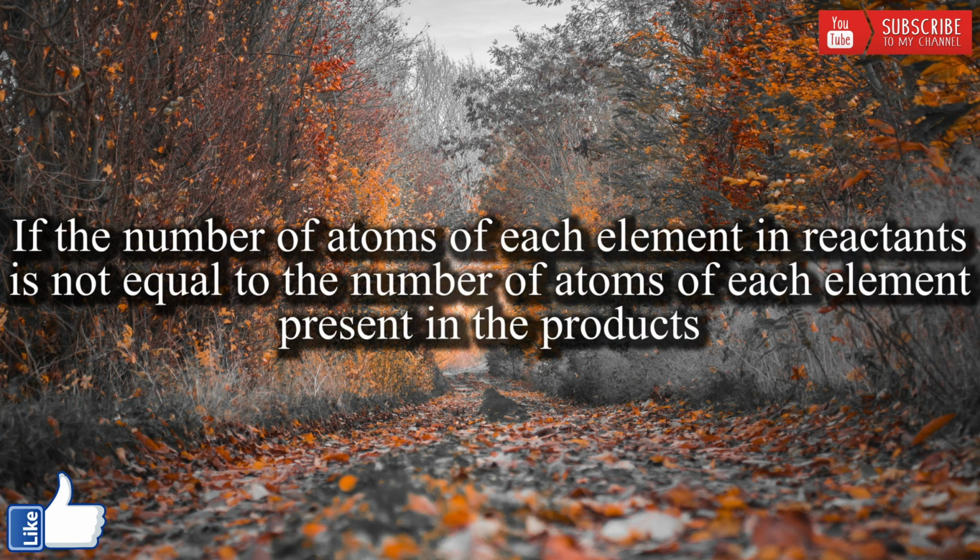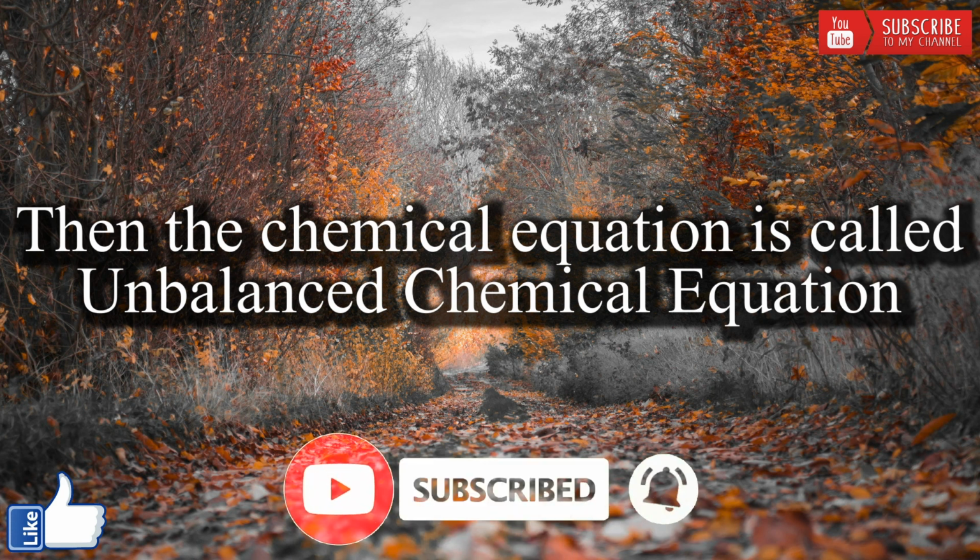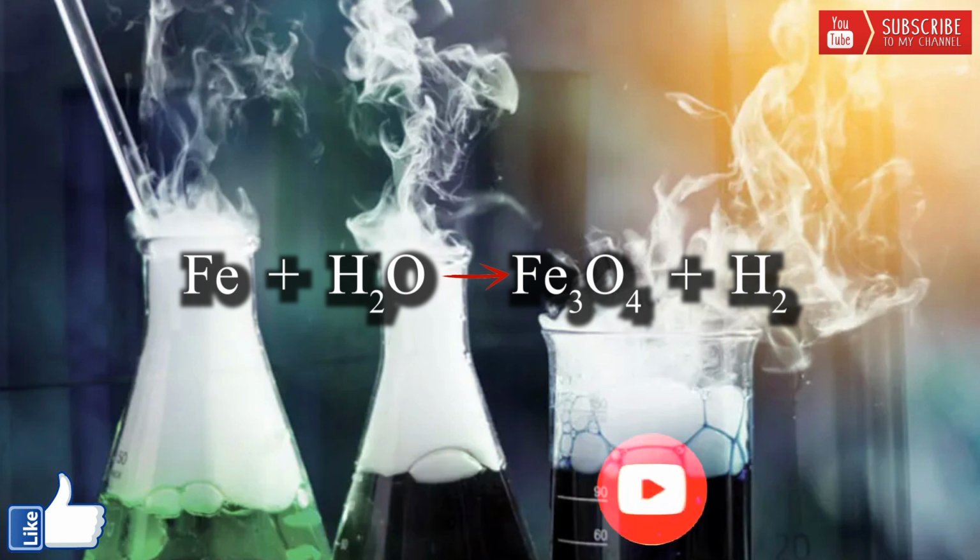If the number of atoms of each element in reactants is not equal to the number of atoms of each element present in the product, then the chemical equation is called unbalanced chemical equation. In this example, the number of atoms of elements are not equal on two sides of the reaction. For example, on the left hand side, only one iron atom is present, while 3 iron atoms are present on the right hand side. Therefore, it is an unbalanced chemical equation.